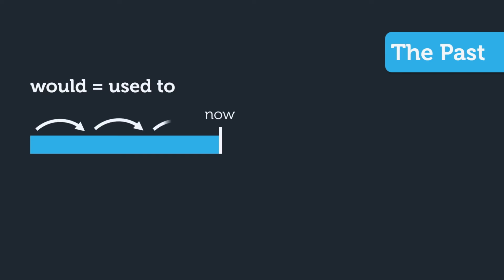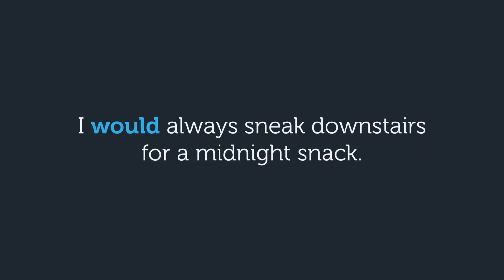One of the simplest uses of would to talk about the past is when it is used in the same way as used to describe something that happened regularly. For example, I would always sneak downstairs for a midnight snack. This means that, in the past, I used to sneak downstairs for a snack regularly.